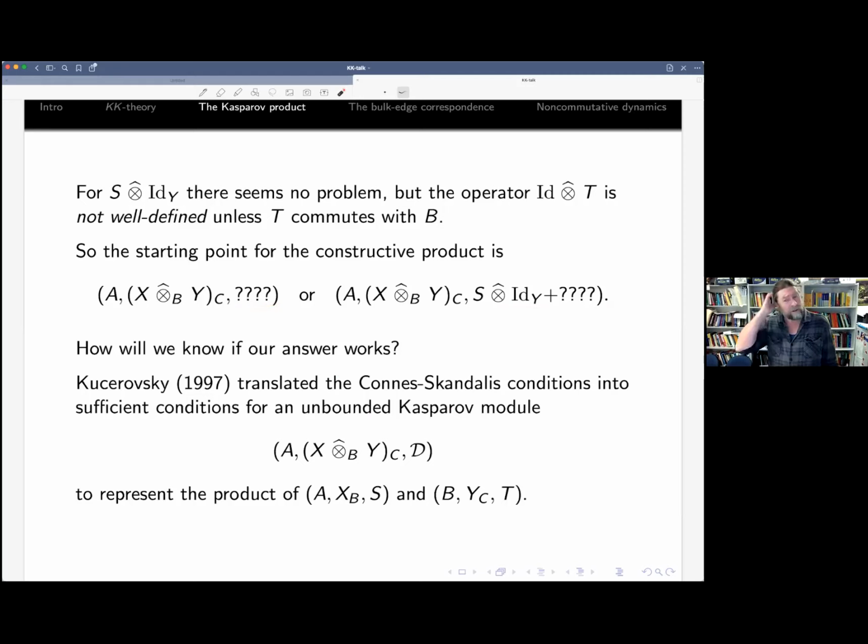If you actually come up with a guess, how will you know if it works? Well, in '97, Kucerovsky translated the Connes-Skandalis conditions into sufficient conditions on an unbounded Kasparov module defined on that product module to represent the product of these two. So we do have conditions where we can check if we have the correct answer.